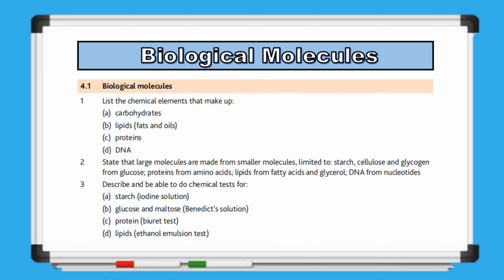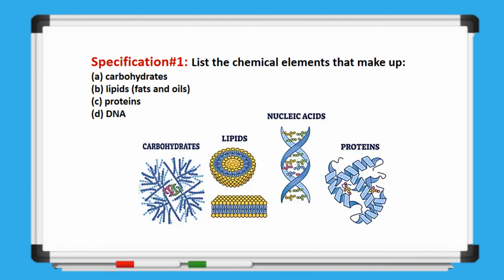This is the syllabus content that we'll be covering in our videos, one step at a time. This chapter includes just one unit, Unit 4.1, and everything we study will fall under this topic, so make sure to pay close attention. Let's begin with the first specification. It says, list the chemical elements that make up carbohydrates, lipids, which are fats and oils, proteins, and DNA. So, we'll start by looking at the chemical composition of these important biological molecules.